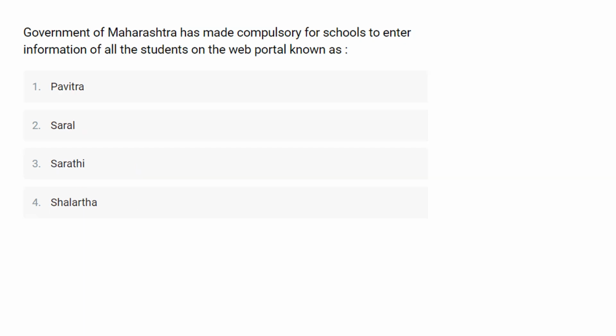Government of Maharashtra had made it compulsory for a school to enter the information of all the students on the web portal known as. So here in this question they are asking you the Government of India has made it compulsory for the school to enter the information of all the students on the web portal which is known as, for which the first option here is Pavitra, second option is Saral, third option is Sarthi and the last option is Shararat. Okay.